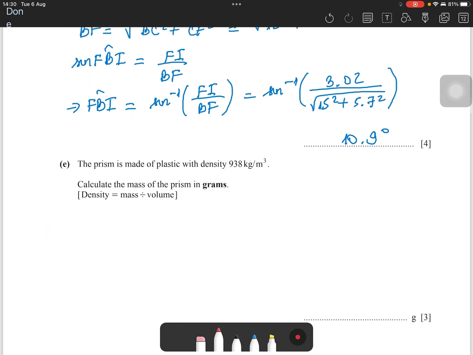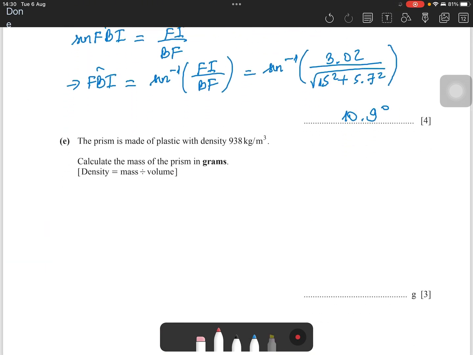E. The prism is made of plastic with density 938 kilograms per cubic meters. Calculate the mass of the prism in grams, knowing that density is equal to mass divided by the volume. From question 2, we know that the volume of the prism is 145 cubic centimeters. And we want to find the mass in grams.